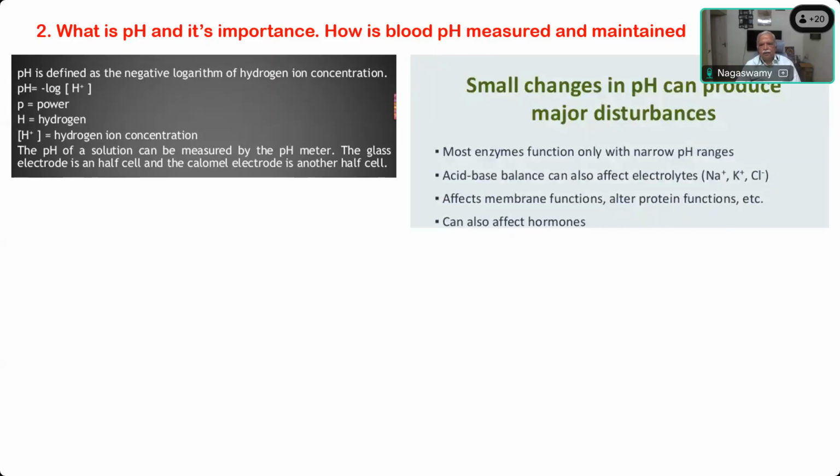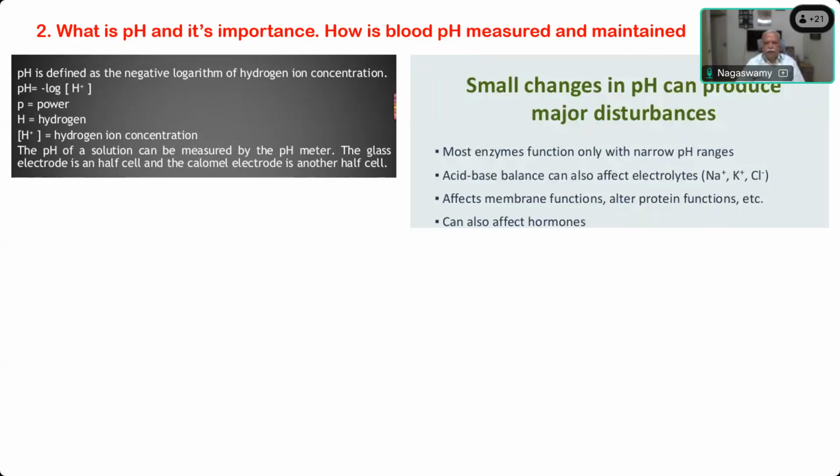Most enzyme systems function only within the narrow range of 7.35 to 7.45, especially the catecholamines. That is why in acidosis, when you give catecholamines, they are not effective. The only catecholamine which you can give is noradrenaline. Dopamine, dobutamine, all these things, they don't work in severe sepsis and acidosis because of this reason. Enzymes lose their function.